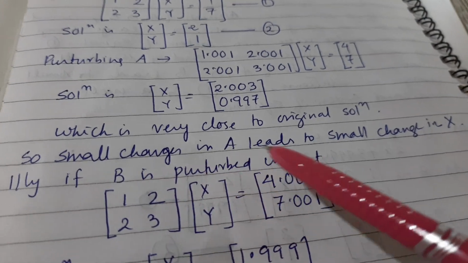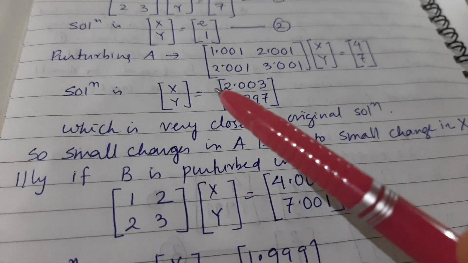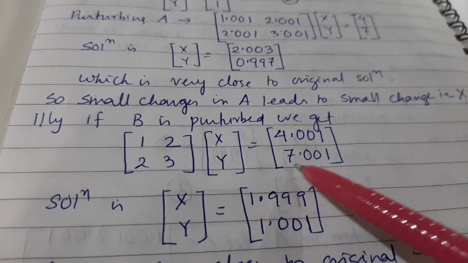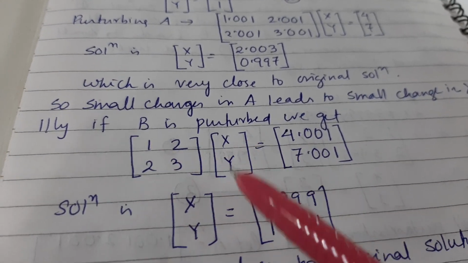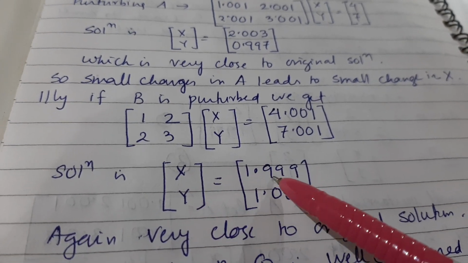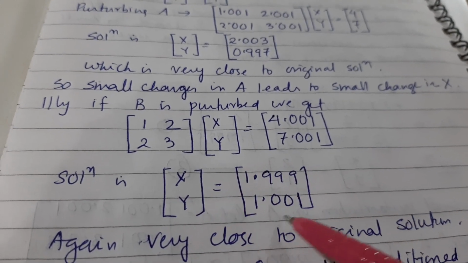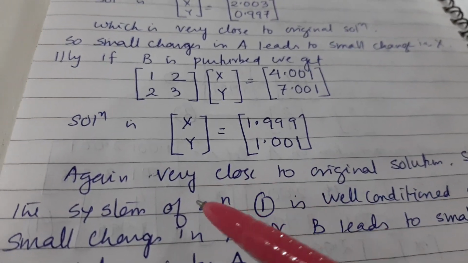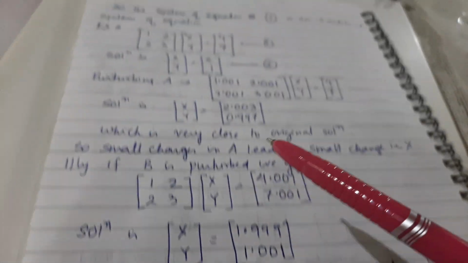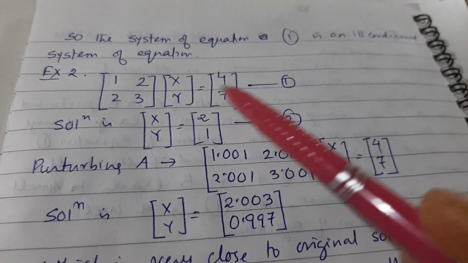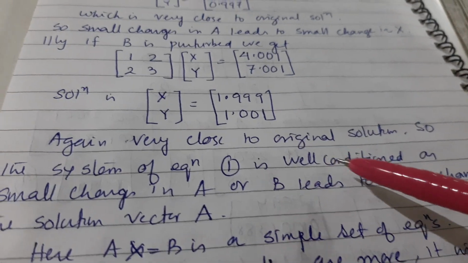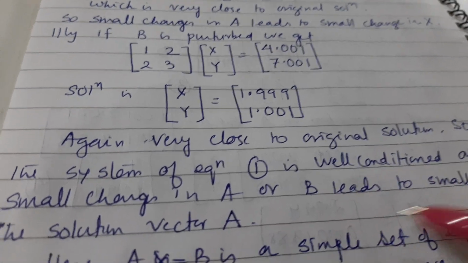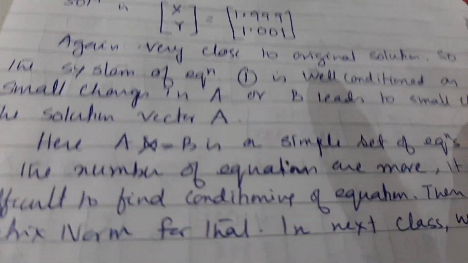So, small changes in A lead to small changes in the solution vector x. Again, if I change the b vector to 4.001 and 7.001, keeping A intact, the solution (x, y) becomes 1.999 and 1.001. Again, it is very close to the original solution 2 and 1. So, this system of equations is a well-conditioned system, as small changes in A or b lead to small changes in the solution vector x.